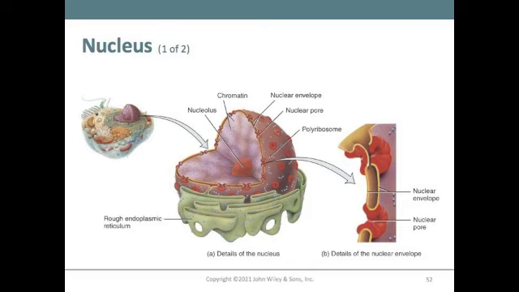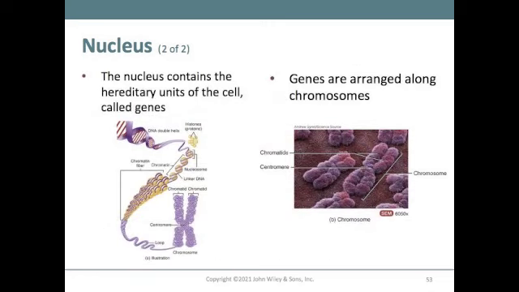Many openings called nuclear pores extend through the nuclear envelope. Each nuclear pore consists of a circular arrangement of proteins surrounding a large central opening that is about 10 times wider than the pore of a channel protein in the plasma membrane. Nuclear pores control the movement of substances between the nucleus and the cytoplasm. Moving on to the next slide, the nucleus contains the hereditary units of the cell called genes, and the genes are arranged along chromosomes.